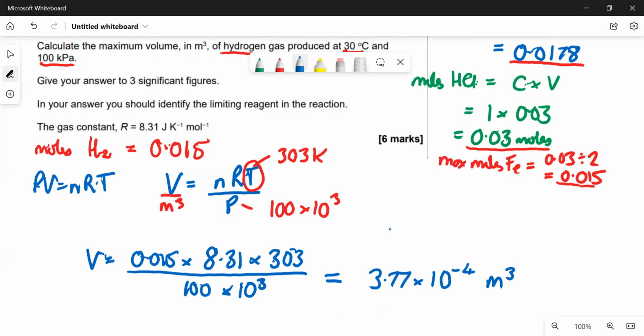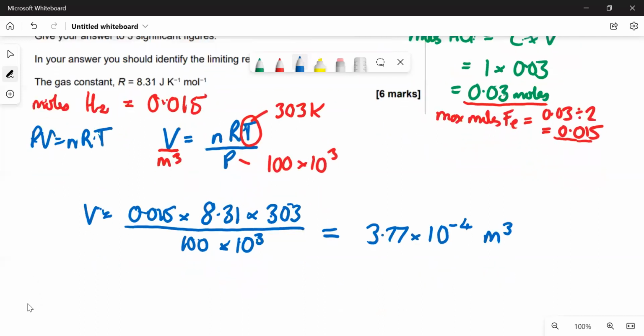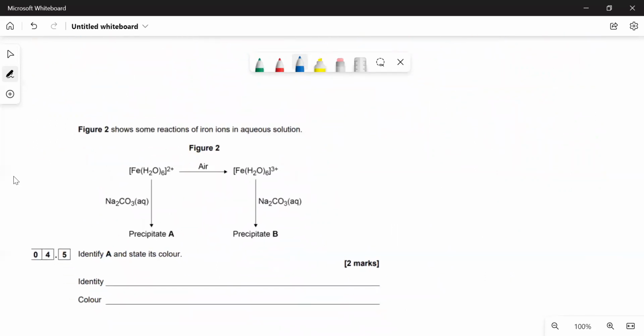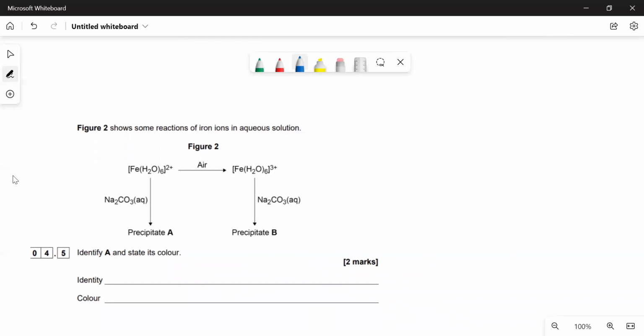Right. On to the next question, which is about reactions of ions in solution, Fe2+ and Fe3+ ions. Figure 2 shows the reactions of ions in aqueous solution. We've got the hydrated Fe2+ ion here, and the Fe3+ ion here. If you leave the Fe2+ ion out in air, it will oxidize. The oxygen will oxidize it to the 3+ ion.